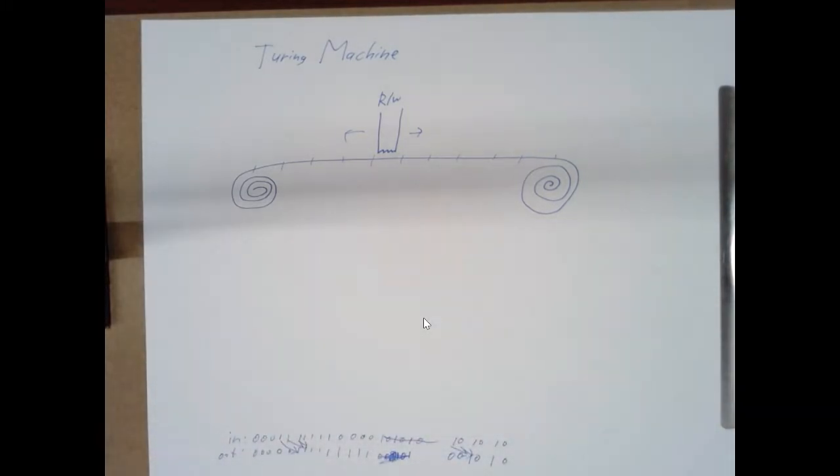All right, so what do we have? We have a symbol currently under the head. We have the ability to write a new symbol under the head, to move the head left or right. And we have a notion of state, okay, just like in a state machine.